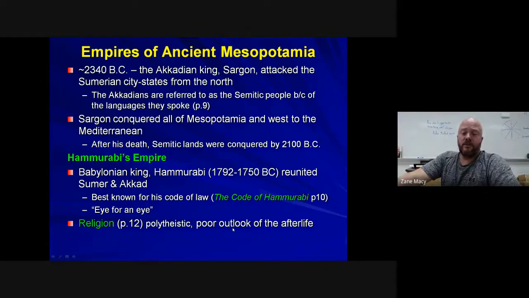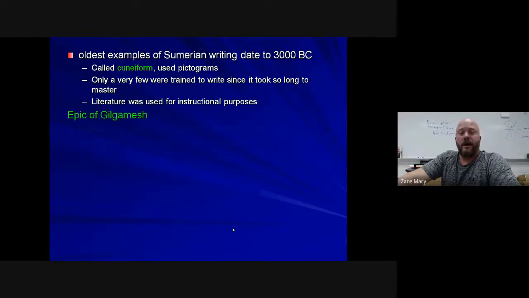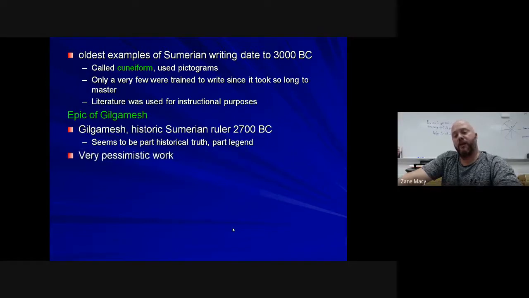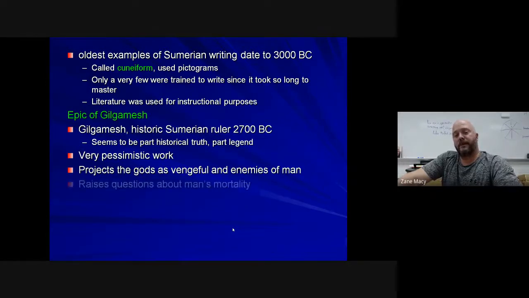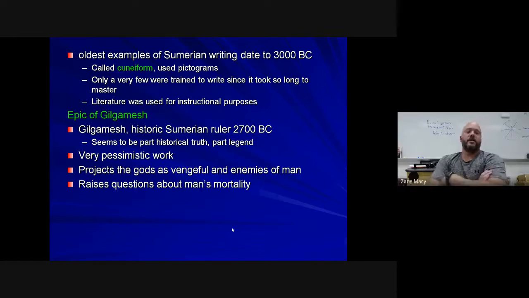Again, like I said, religion, polytheistic, very poor outlook on the afterlife. The Epic of Gilgamesh, I would love to spend more time on this, and when we get back together, if we're still anywhere close to this, I will end up telling you the story of Gilgamesh. He is kind of like a Sumerian version of Hercules in Greek mythology, or sorry, that would be Roman. The Greek version would be Heracles, who I'll also talk about when we get to the Greeks.